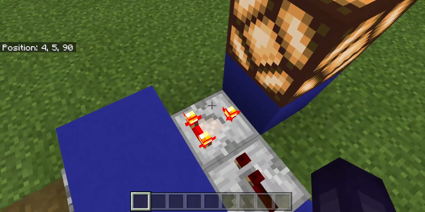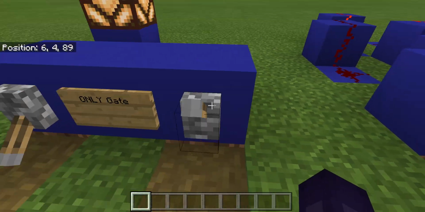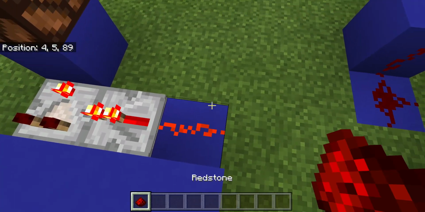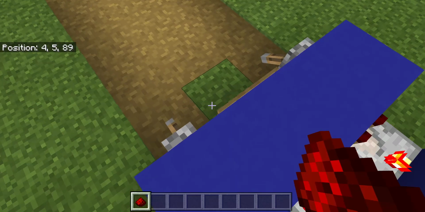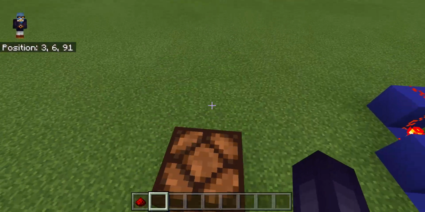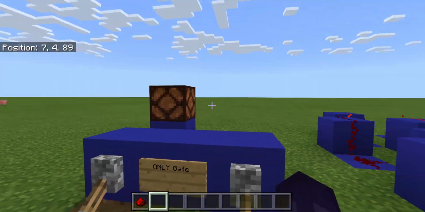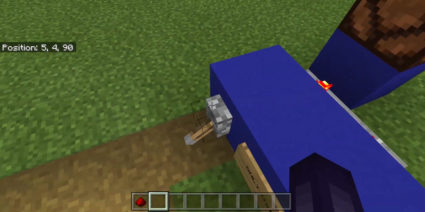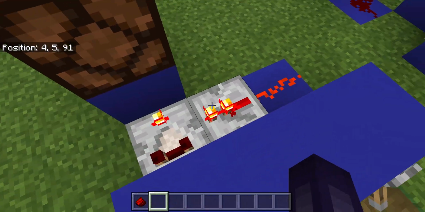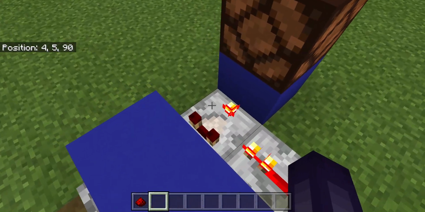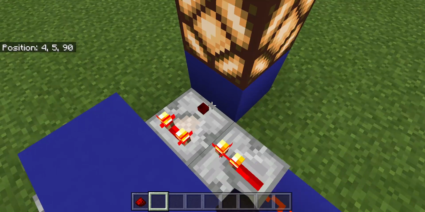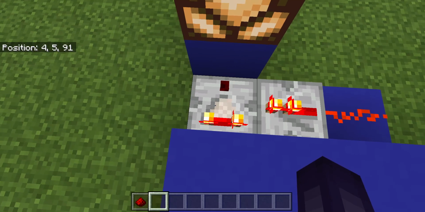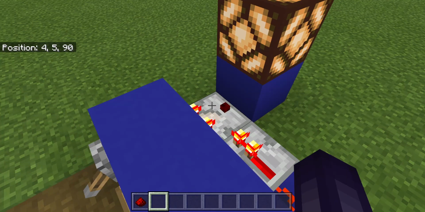And with this, I just have a comparator on subtract mode with a repeater running into it, because Java is different than Bedrock, and I'm on Bedrock, also known as Windows 10 Console Edition, Pocket Edition, all of that stuff. Yeah. This is on subtract. Because if you have an input going straight into a comparator, then it won't do the thing.